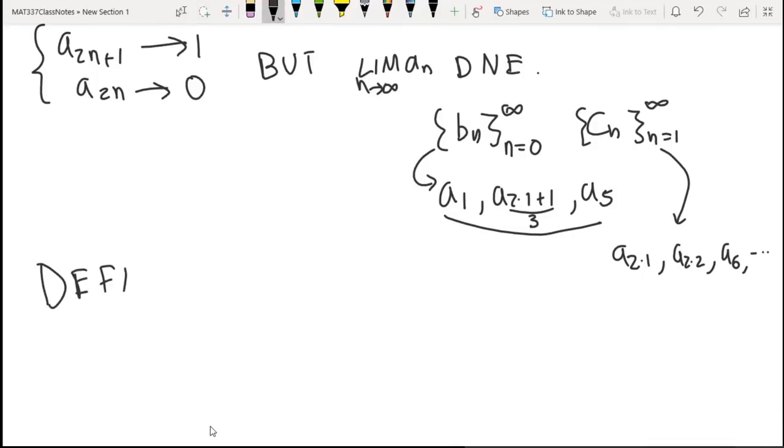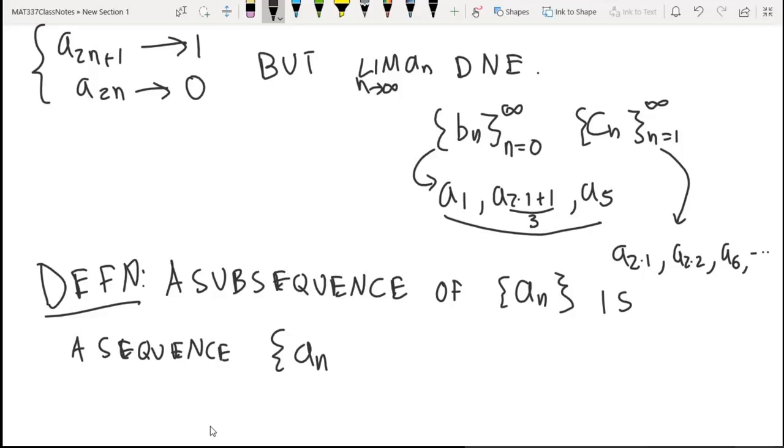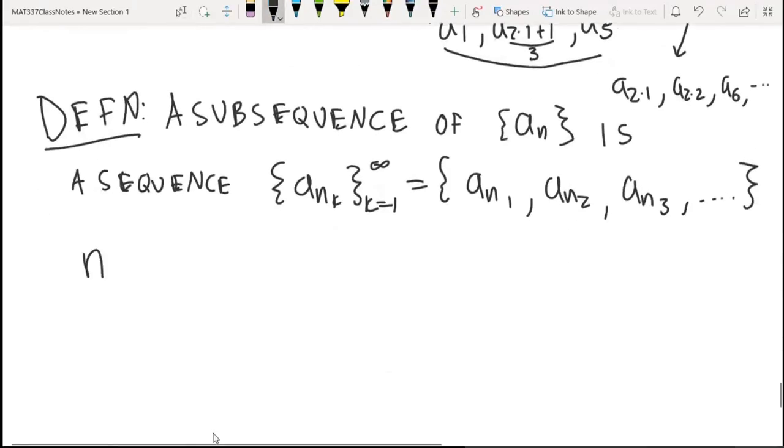So the definition: a subsequence of An is a sequence A_nk, with A_n1, A_n2, A_n3, and so on. And now you have n1 less than n2, less than n3, and so on.